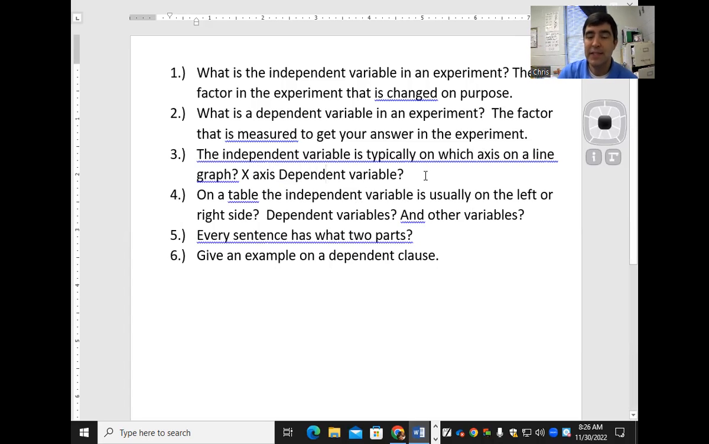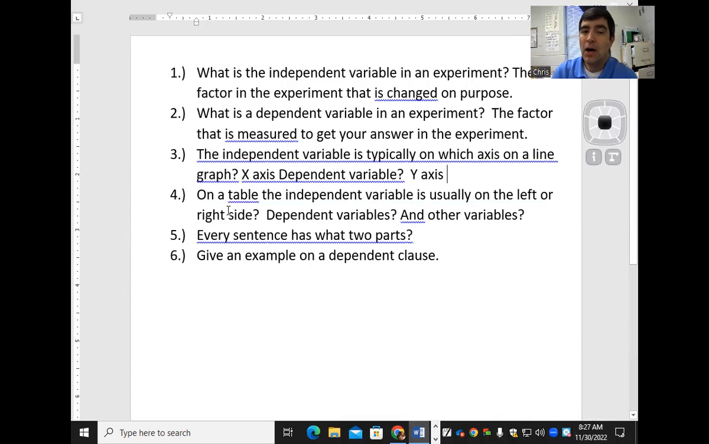All right. The dependent variable is going to be on which axis? Y-axis. So what you're measuring is going to be on the y-axis. What you're changing on purpose is on the x-axis. All right. And I was able to help somebody recently on the ACT for science, and their ACT science section went up 3 points, which is pretty darn good. And so I'm telling you, this stuff works. You just got to be patient and work with me. Because I helped that one person get theirs up 3 points.